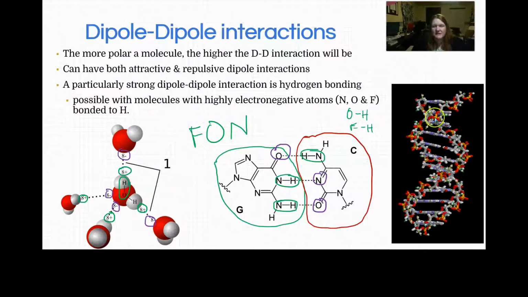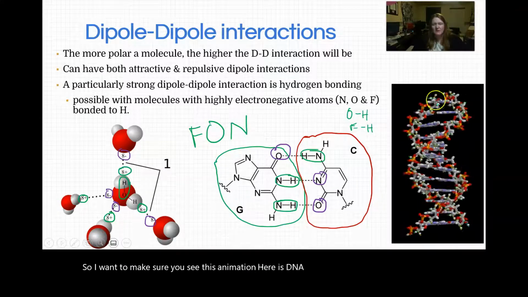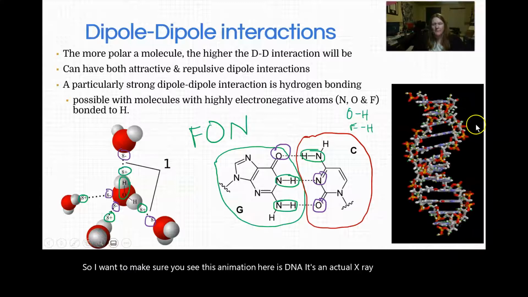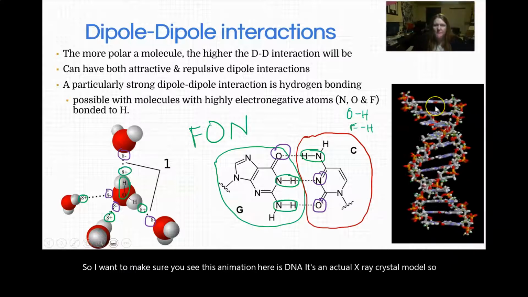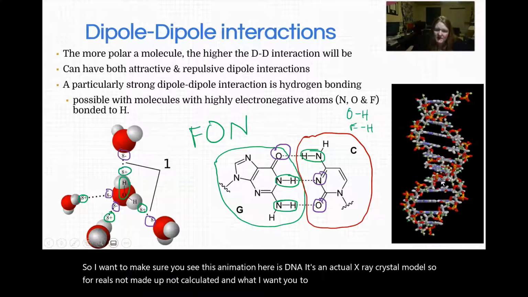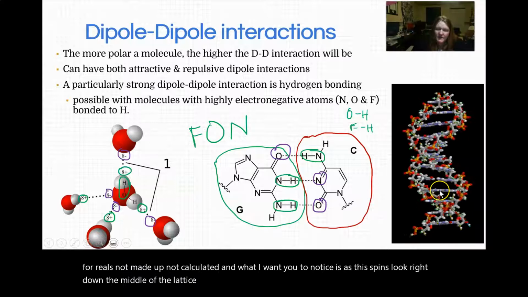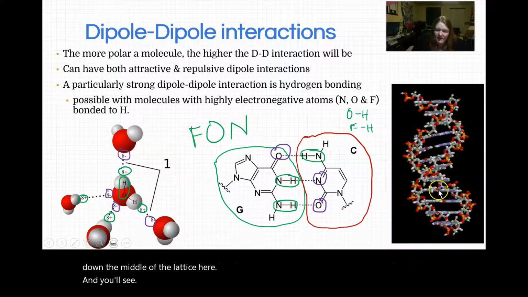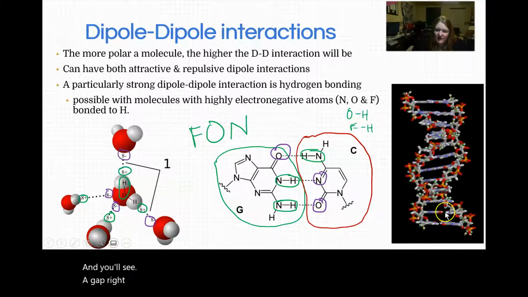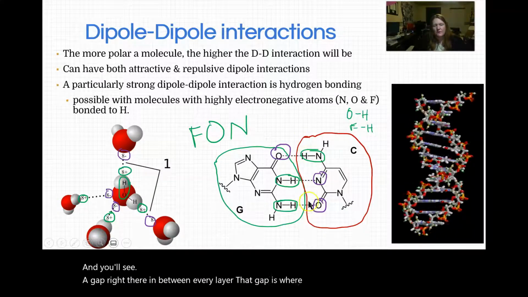So I want to make sure you see this. This animation here is DNA. It's an actual X-ray crystal model. So for reals, not made up, not calculated. And what I want you to notice is as this spins, look right down the middle of the lattice here. And you'll see a gap right there in between every layer. That gap is where those hydrogen bonds occur.